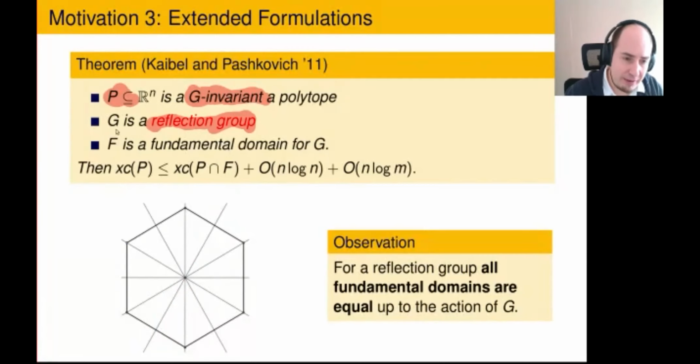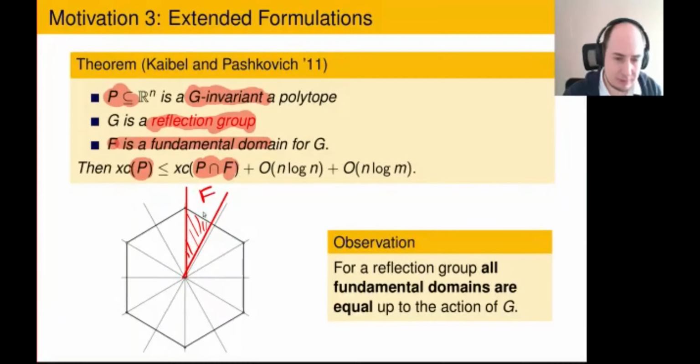And then you take F to be some fundamental domain for this group G. And then they say the following. If you want, you can find an extended formulation for this polytope P by looking at an extended formulation of P intersected with F. So let's say, for example, in this particular case, that F is this little cone over here. This is F. And P intersected with F is just this triangle, right? So it's a very simple object. In this case, at least, in this small example of the hexagon, or any n-gon, it would be the same.